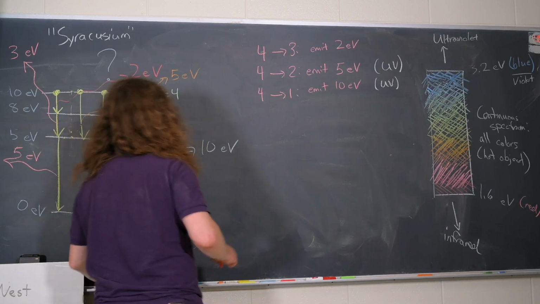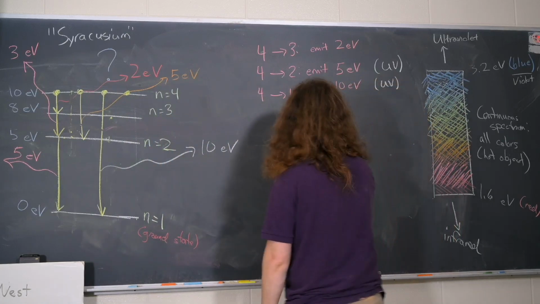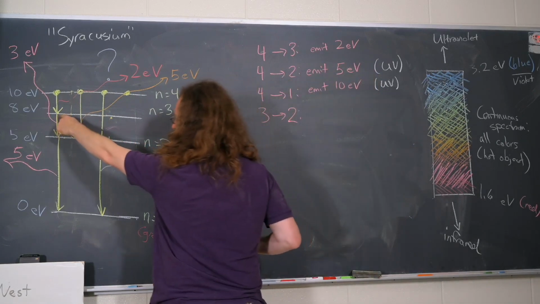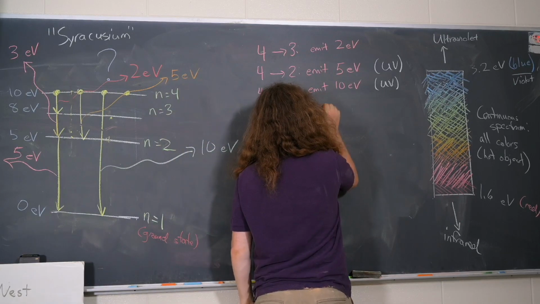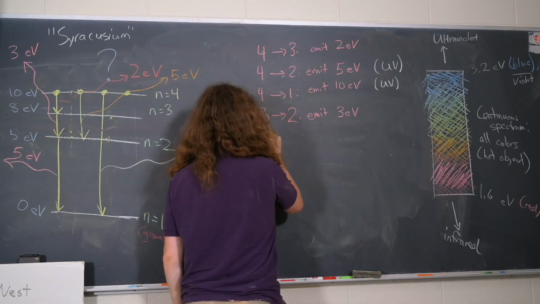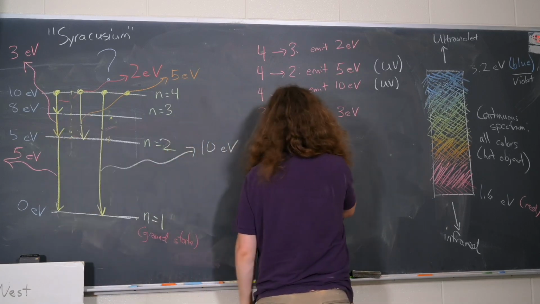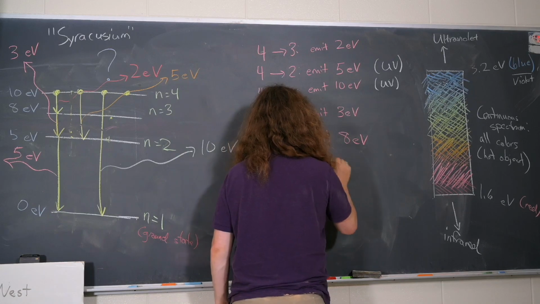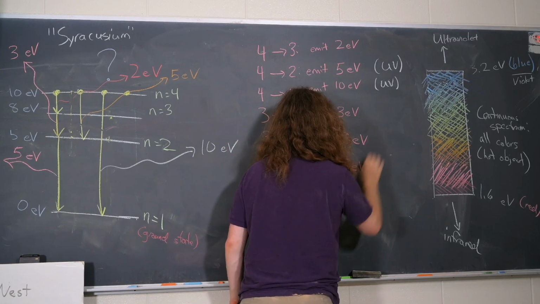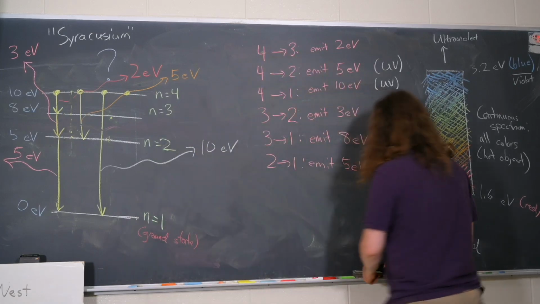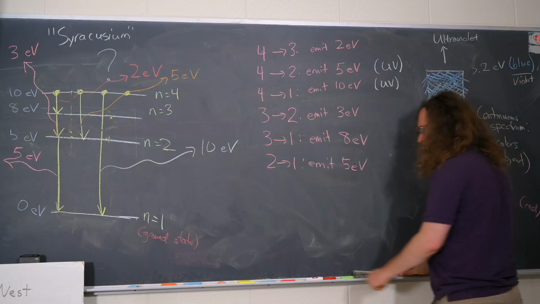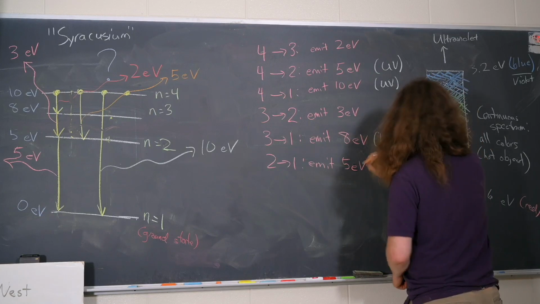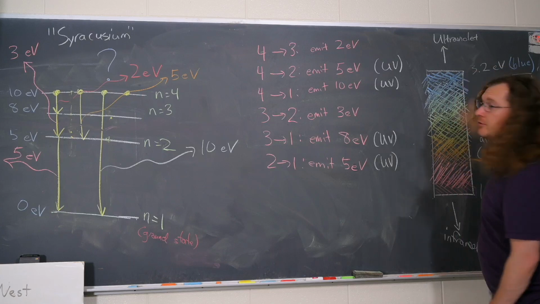When you do this, you've got to make sure you don't double count. And that's why this sort of table can be helpful. So 3 to 2. Let's see, 3 to 2 was 3 eV. 3 to 1 is 8 eV. And 2 to 1 is 5 eV. We've already seen that these two are ultraviolet. That one's 5. That's also ultraviolet. The 8 one is going to be UV as well. These have energies greater than 3.2.